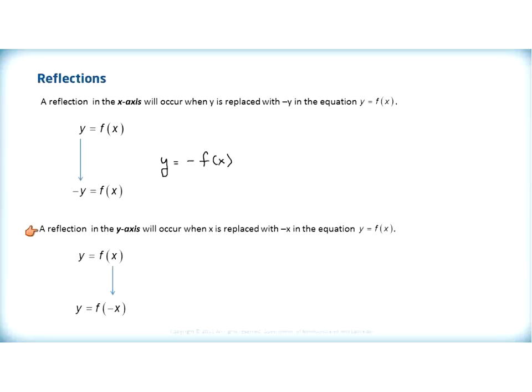A reflection in the y-axis will occur when x is replaced with negative x in the equation. So here y is replaced with negative y. Here x is replaced with negative x. This results in a reflection in the y-axis.